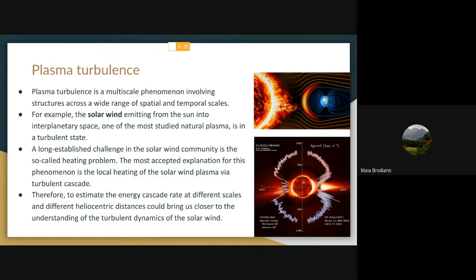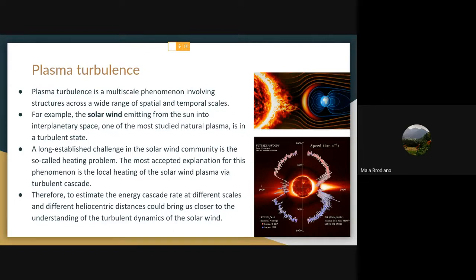Plasma turbulence is a multi-scale phenomenon involving structures across a wide range of spatial and temporal scales. For example, the solar wind emitting from the Sun into interplanetary space, one of the most studied natural plasmas, is in a turbulent state. A long-established challenge in the solar wind community is the so-called heating problem. It is manifested by the fact that the solar wind proton temperature decreases slowly as a function of the radial distance from the Sun. While several scenarios have been proposed to explain those observations, the main candidate certainly is the local heating of the solar wind plasma via a turbulent cascade.